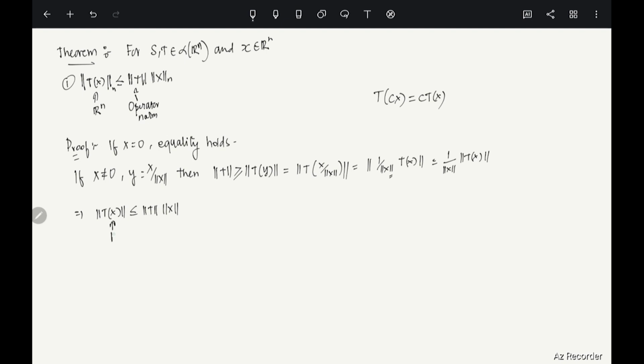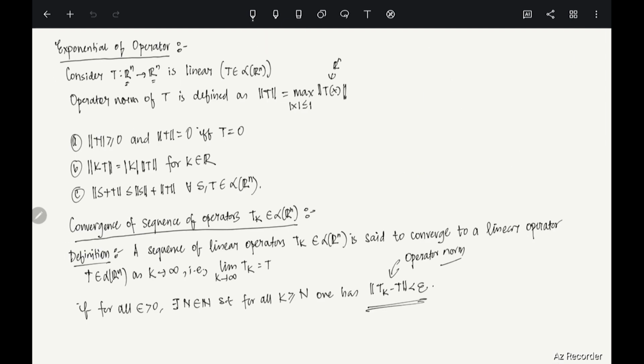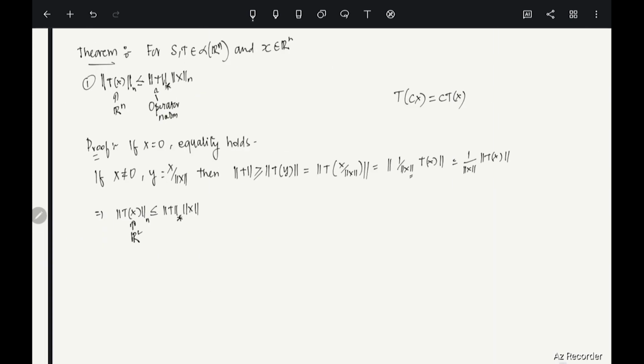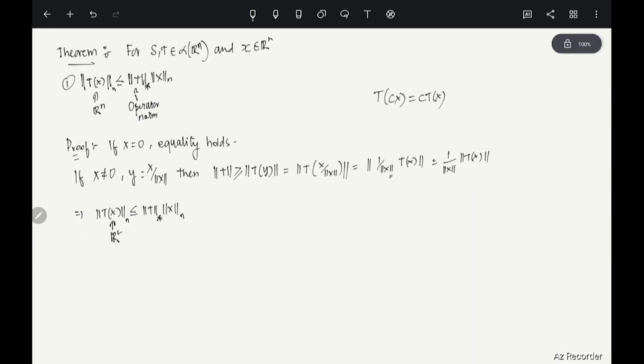Again, I am telling you all the time, please remember which is which. This T of x is an element of R^n, so the norm here is in R^n. This one is an operator norm. Let's just call the operator norm the star norm, which will be more suitable. So star norm here, and this is the n norm. Please keep that in mind and don't get confused here.